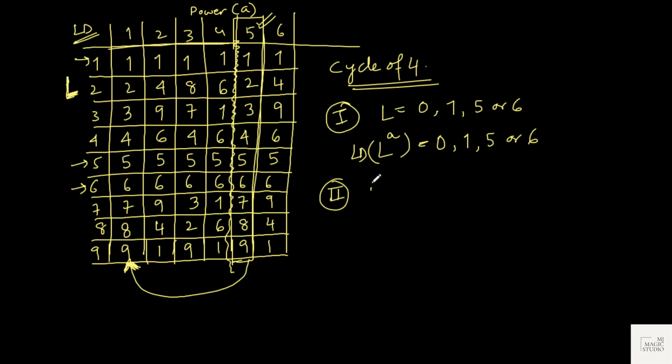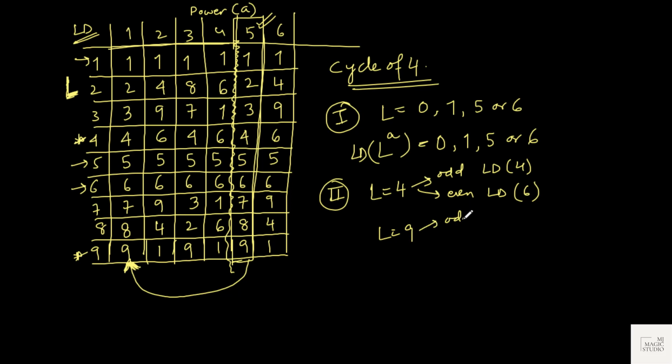Type 2, the second type of number you can see, has last digit 4. If the last digit is 4, we go with odd power and even power. If the power is odd, the last digit of the entire expression will be 4. And if the power is even, the last digit of the entire expression would be 6. Same goes with 9. If L is 9 and the power is odd, the last digit of the entire expression is 9. And if it is even, the last digit of the entire expression is 1.